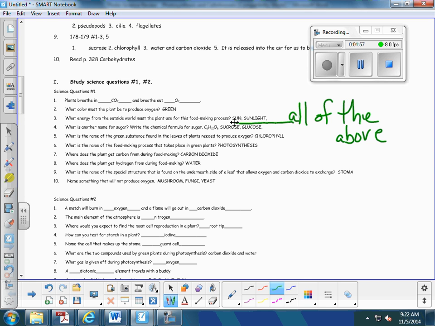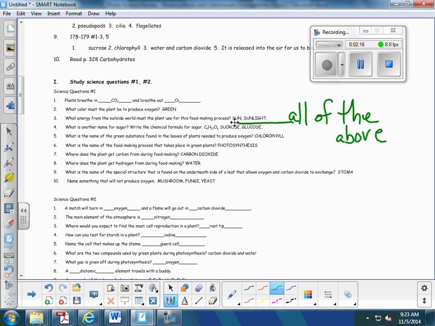What is the name of the green substance? We know that by now, chlorophyll. The name of the food-making process? Photosynthesis. Correct? Now, number 7 and number 8, you might miss.